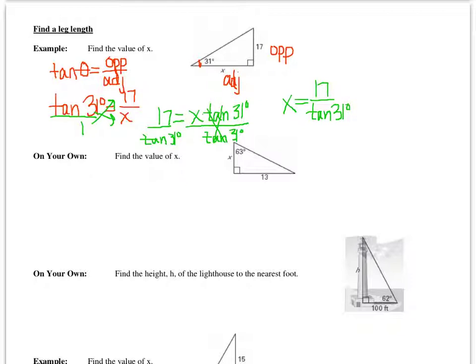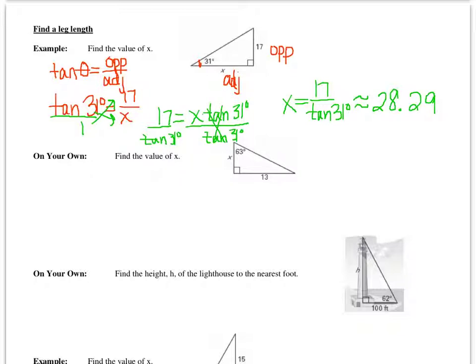And if you put that into your calculator and round, it doesn't say what to round to, so I'm just going to round to 2 decimal places. You'll find that that's approximately 28.29. So you just put into your calculator 17 divided by tangent of 31 and make sure you get 28.29. If you don't get that value and you put it in correctly, your calculator might be in the wrong mode. Ask me about it in class. So let's look at the next one.